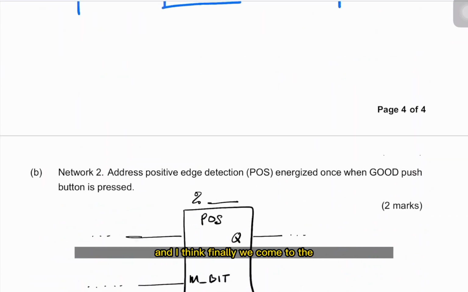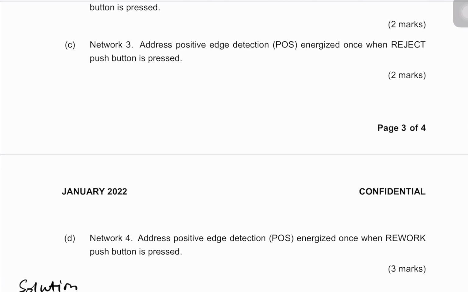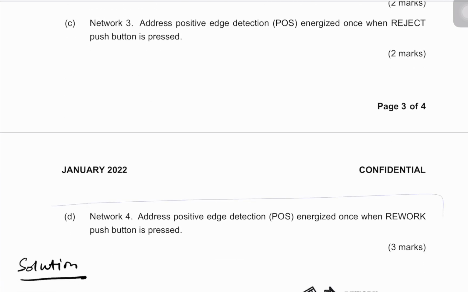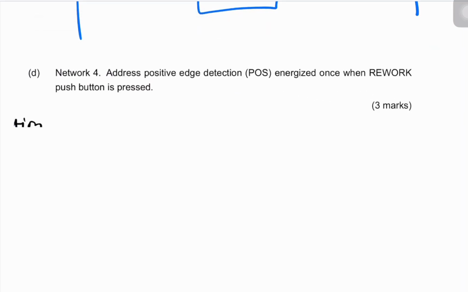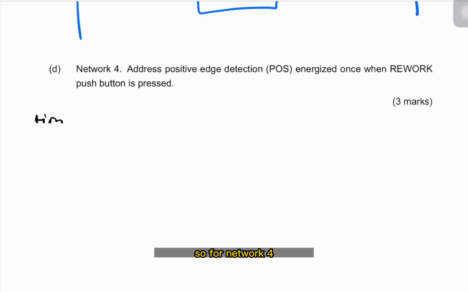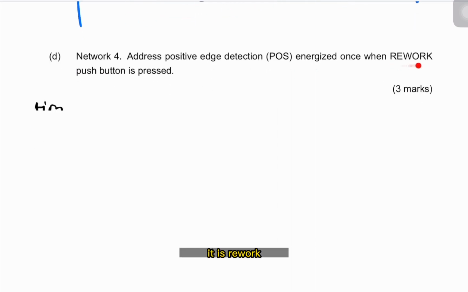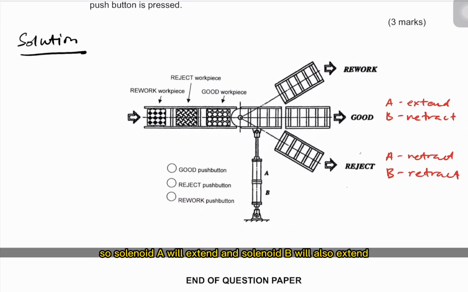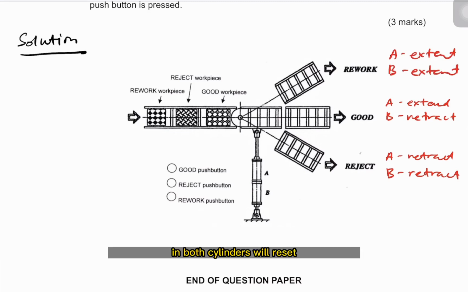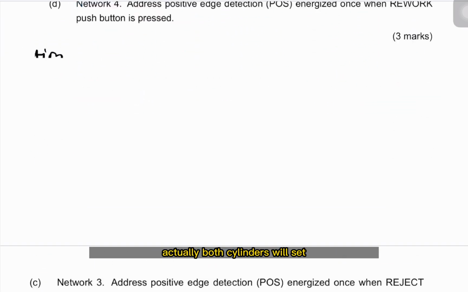And I think finally we come to network 4. So network 4, it is rework. So we look at the figure, rework. If you look at rework, both cylinders will extend. So A will extend and B will also extend. That means both cylinders will be set.